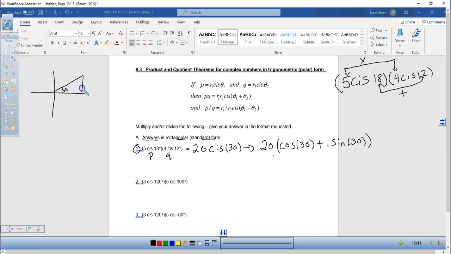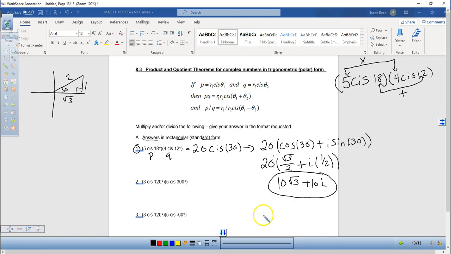here's our 30, 60, 90 triangle. Across from 30 is 1. Here's root 3. Here's 2. So cosine is square root 3 over 2, plus I. Sine of 30 degrees we know is 1/2. Now I multiply and simplify. 20 multiplied by root 3 over 2, that's 10 square root of 3. 20 times 1/2 I is 10I. And there it is in rectangular form.